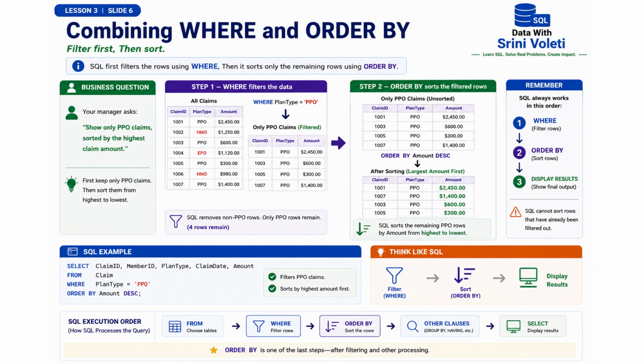Notice that SQL never sorts the entire table first. It always filters the data before sorting it. That is an important concept because it makes queries more efficient and ensures you are organizing only the records you actually want to see. Whenever you combine these two clauses, remember this simple sequence. Filter first, then sort. Finally, display the result. Think like SQL. First decide what data you need, then decide how you want to see it.